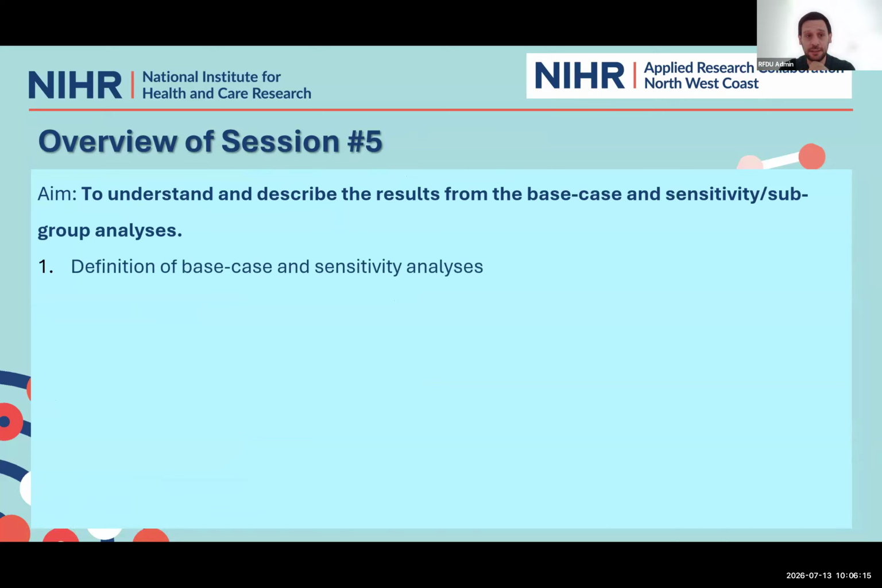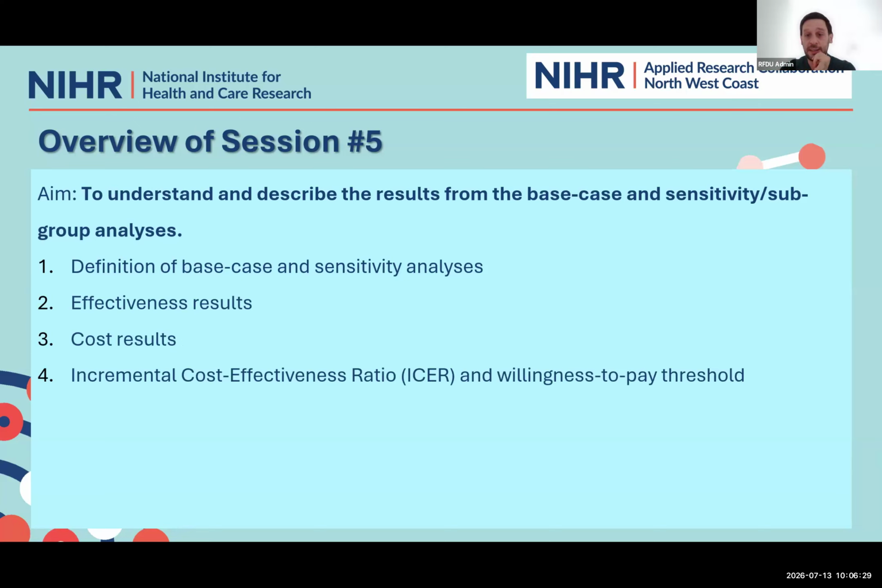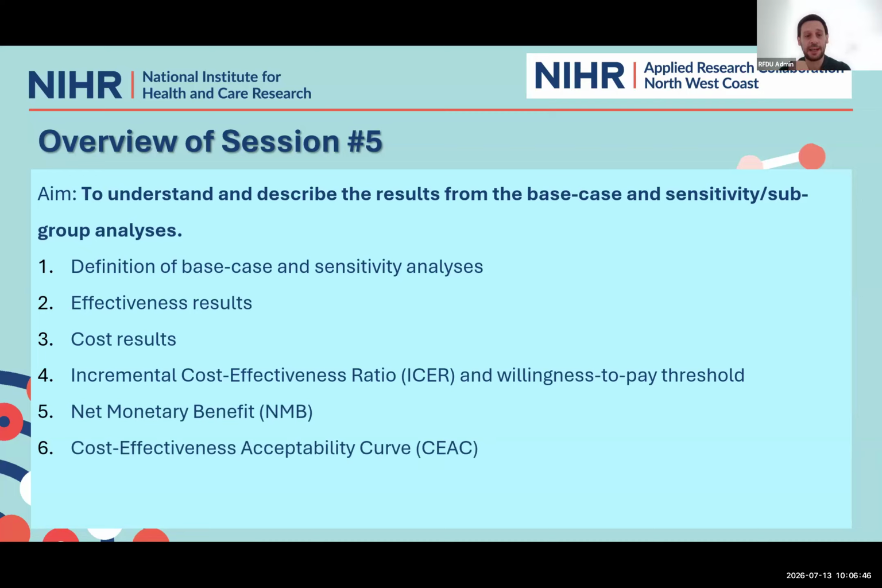So we will spend a few minutes trying to define a base case analysis and sensitivity analysis. Then I will talk about effectiveness results, providing you with some examples, and cost results, again with some examples. Andy will talk about the ICER, the incremental cost effectiveness ratio, and the willingness to pay threshold. Andy will also discuss the net monetary benefit, or NMB. Then I will briefly describe the cost effectiveness acceptability curve. And then Andy and I will talk about common types of sensitivity analysis.